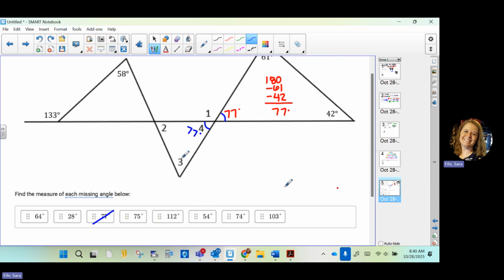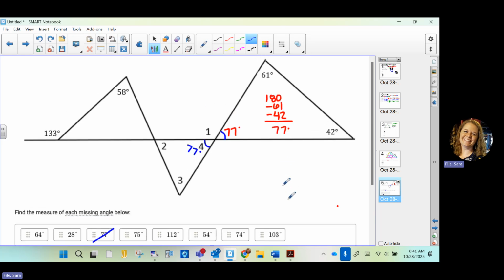Now, I can't find 2 or 3 from this way, so I'm going to have to work my way back over here. But I can find 1 right now. How does 1 relate to the 77-degree angles? What is this? A line, right? How many degrees in a line? 180. So the angle 1 and the 77 should add to 180, shouldn't they? So I can do 180 minus 77 to see what's left. So that's 103. So angle 1 should be 103.